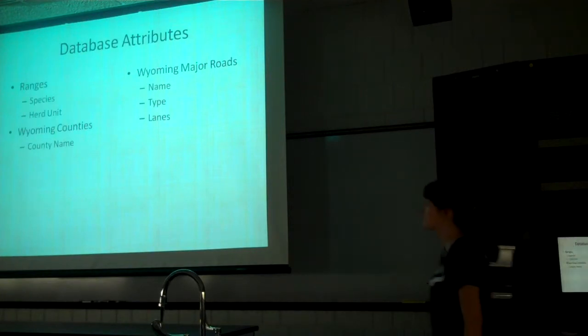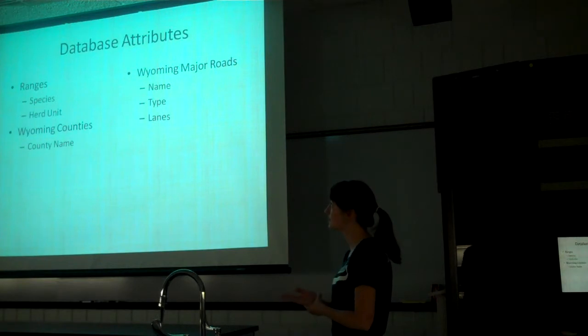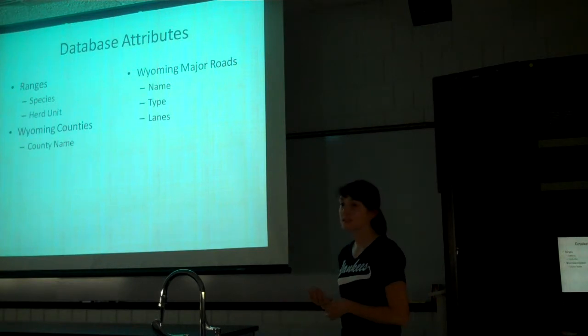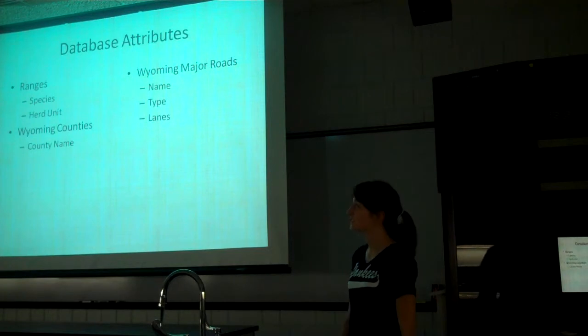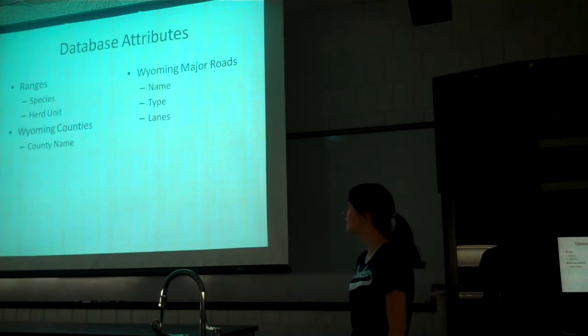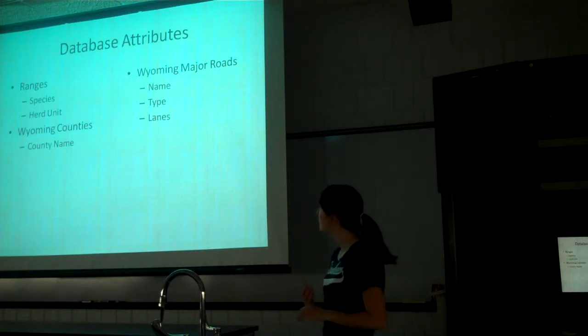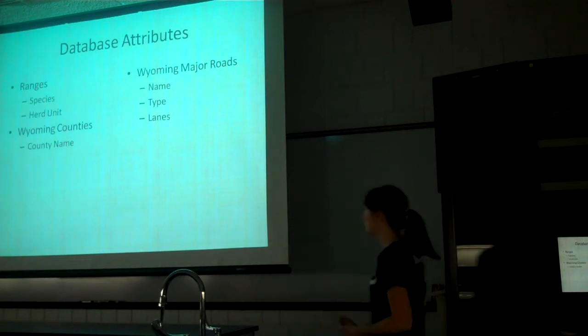And some attributes that were found in the layers that I had for the ranges. An attribute was species, which just specified what species it was, and then herd unit, which was used for identification purposes for the biologists who collected the data. And then under the Wyoming counties, it gave the county name, and for the major roads in Wyoming, it gave you the name of the road, the type of road it was, and the number of lanes on the road.